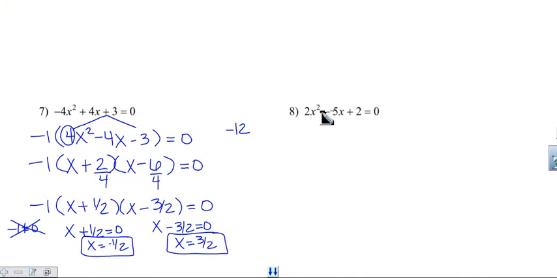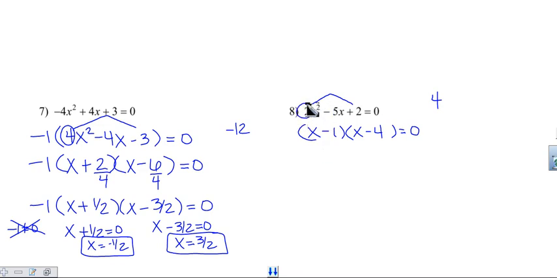Number 8. Do these three terms have anything in common? No. So I do have this lead coefficient. I'll multiply my lead times my last, and I get a 4. I need to think of two numbers that can multiply to 4 that will add and give me a negative 5. When they multiply to a positive number, they have the same sign. Negative 1 times negative 4 will give me positive 4. Negative 1 plus negative 4 gives me a negative 5.